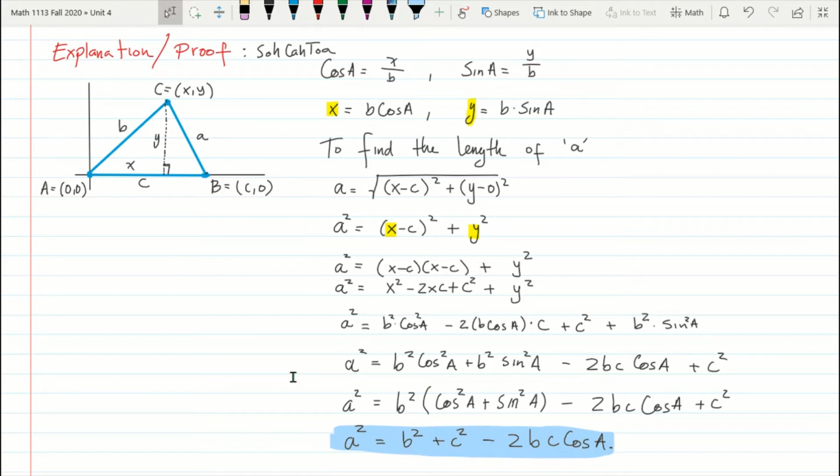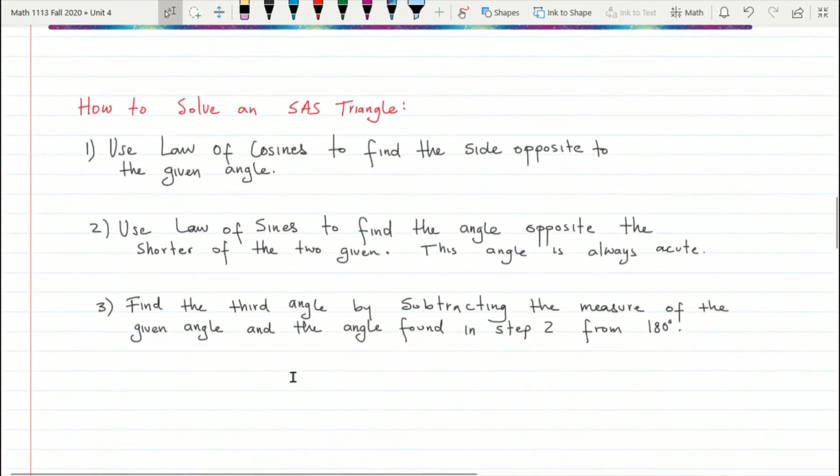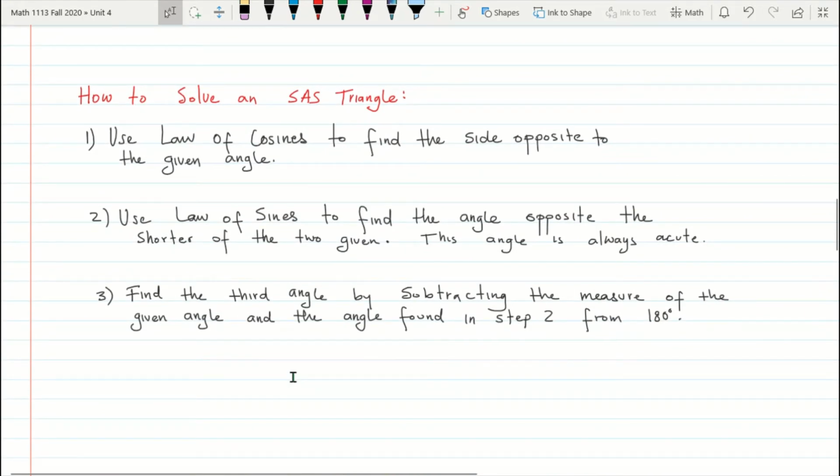Okay? So, how are you supposed to solve an SAS triangle? Say you're given a triangle with 2 sides and the angle between them. So, first thing you're going to do is use the law of cosines to find the side opposite to the given angle, right? You're going to find the opposite by plugging in what you're already given. Seems simple enough, right?